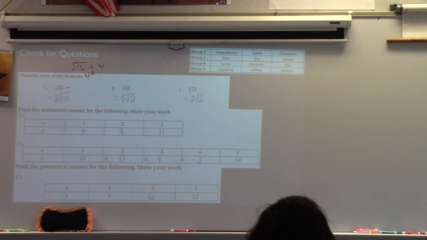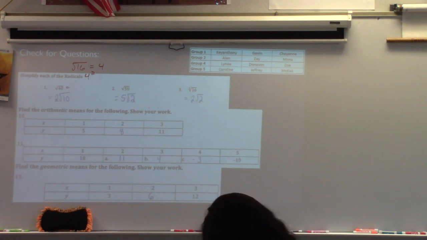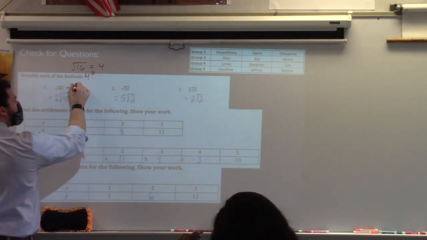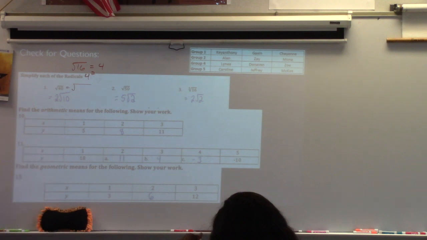Now, when I look at the square root of 40, is there any whole number that I could multiply by itself to get 40? No. Are there any factors, though, of 40 that I could multiply by itself? Yeah. What factors? How could I rewrite 40? What times what? 10 times 4. 10 times 4 makes sense.